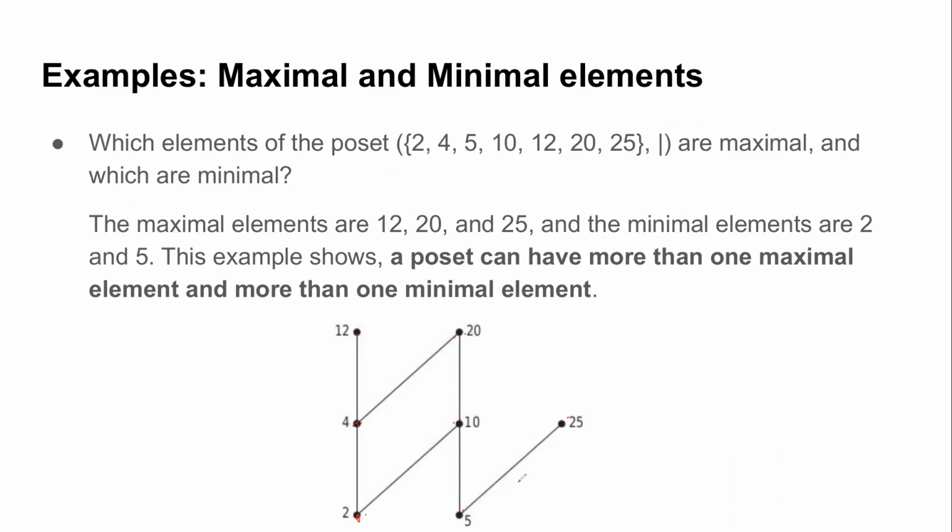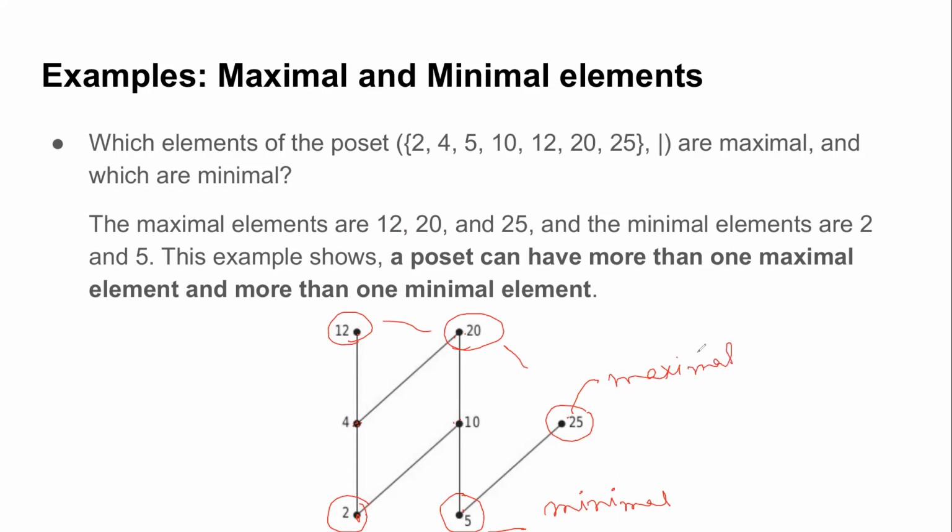Now if you look directly at the Hasse diagram, it's very easy to see the maximal and minimal elements. What are the minimal elements? Both 2 and 5 don't have any element lower than them, so 2 and 5 are your minimal elements. Similarly, what are your maximal elements? You cannot say just 12 and 20. Don't go by the order. 25 also does not have anything above it, so all three of them form your maximal elements.